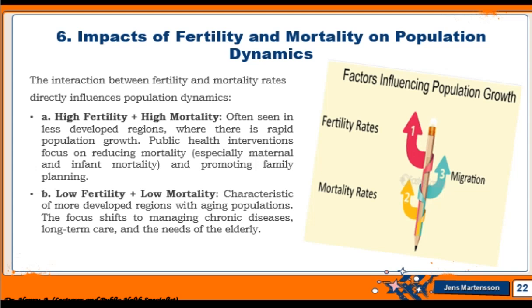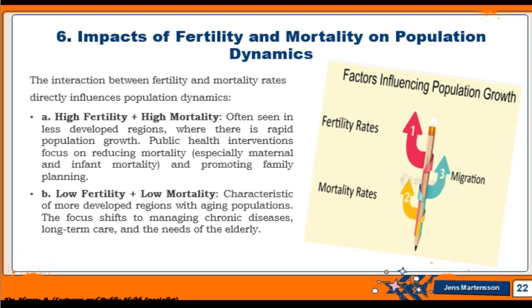Let's see the first part, high fertility plus high mortality. Now this combination is very common in less developed regions, where rapid population growth and high mortality rates create significant health challenges. Public health interventions in these regions often focus on reducing mortality, particularly maternal and infant mortality, and then they promote family planning to lower fertility rates.